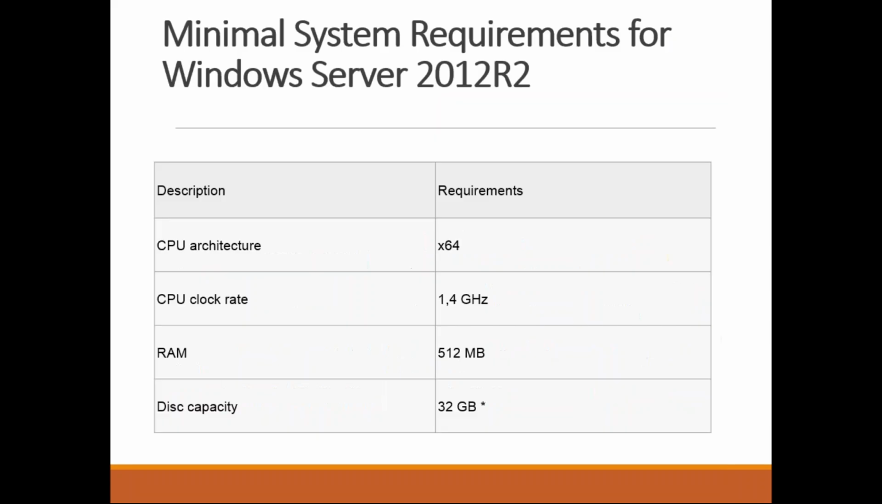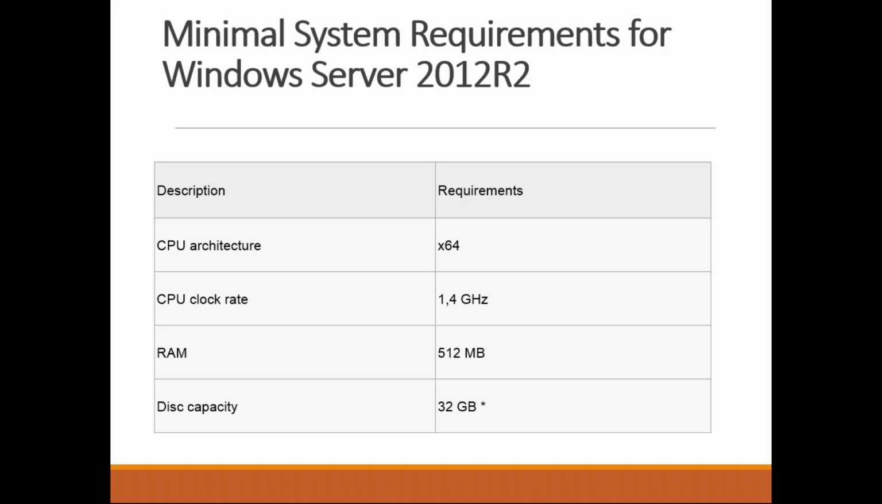All right. Next, the minimal system requirements for Windows Server 2012 R2. As I said, 2012 comes with 64-bit only. That means you should have a 64-bit processor also. The architecture of the system should be 64-bit, but these days you will find all are coming with 64-bit. The CPU clock speed should be 1.4 gigahertz or more.